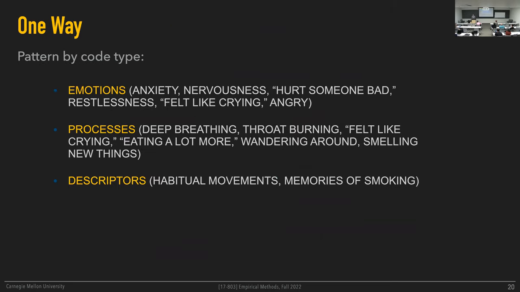I'll show you an example. You could, very mechanically, group these codes by their type. All of the emotions you would group together, all of the processes, deep breathing, throat burning, felt like crying, eating a lot more, et cetera, you would group together, the descriptors you would group together, and so on and so forth. This would be one way of doing this. It's some aggregation, clearly a higher level structure that aggregates these lower level codes. But is this ideal? Why isn't this ideal? I guess I'm leading. It's a leading question.